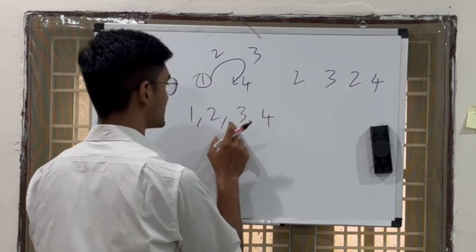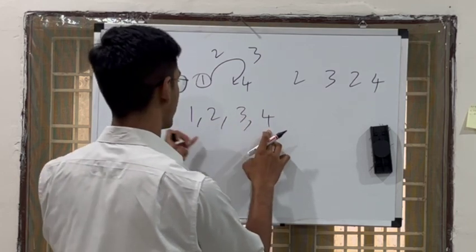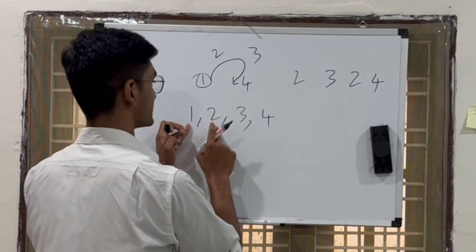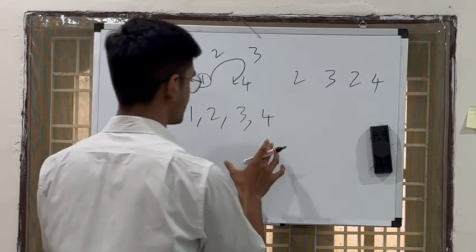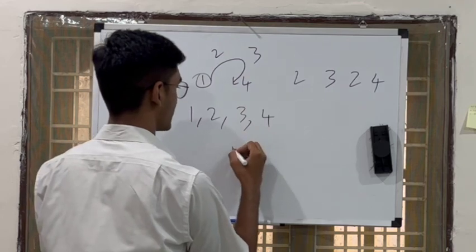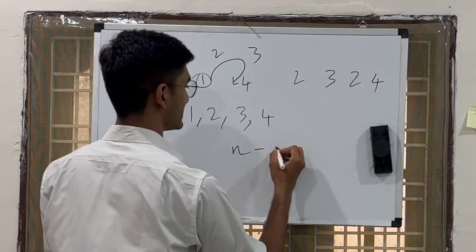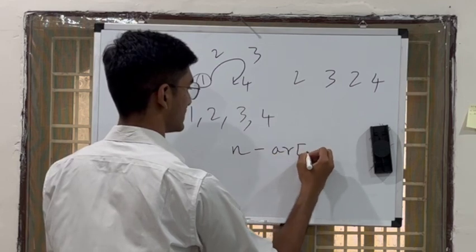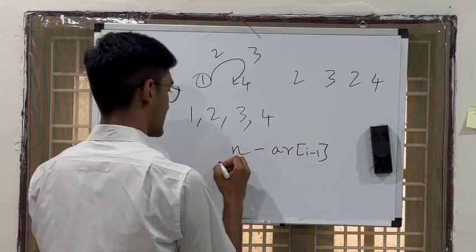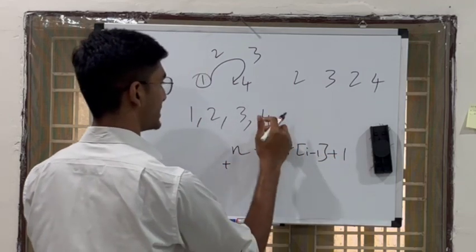Now how do you go from 3 to 2 again? You first go from 3 to 4, and then you go from 4 to 1. It also takes 1 unit time. And then you go from 1 to 2. So basically, what is n? n minus array of 5 minus 1 is this length, plus 1, plus 1. I'll write it here because you have to go from here to here.